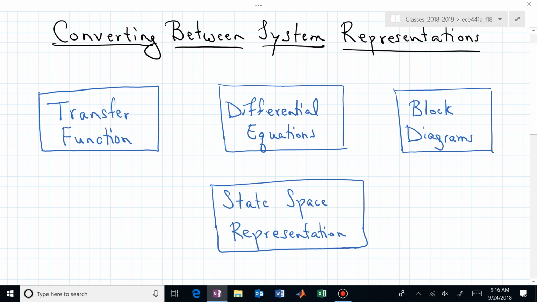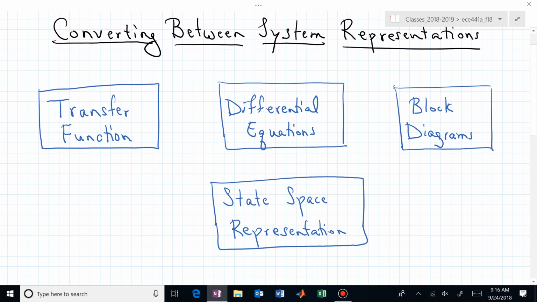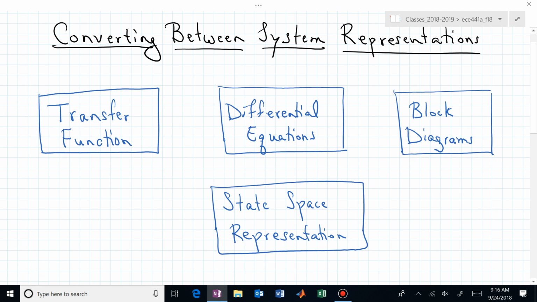So I cheated. I did this ahead of time. So you have to now quickly try to sketch 4 blocks. But we have different ways of writing or representing a system. We have transfer functions. We have differential equations. We have block diagrams. We have state space representations.